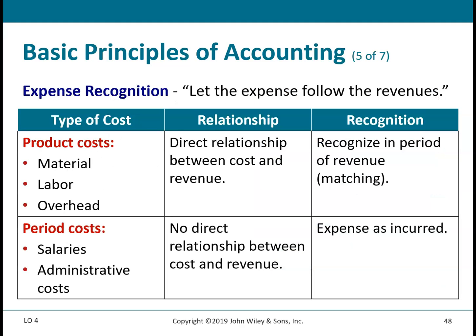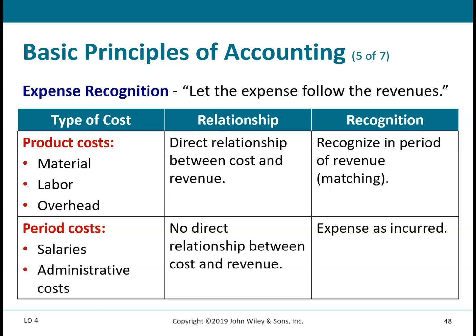Let's talk about expense recognition. We can say, let the expense follow the revenues. Let's think about product costs in a manufacturing firm. We have material, labor, and overhead. There's a direct relationship between the cost and the revenue. We're going to recognize that expense when we make the sale. And so we add up all those costs, keep it in inventory, and then we move them to an expense in the period we earn the revenue. So that's the matching principle.